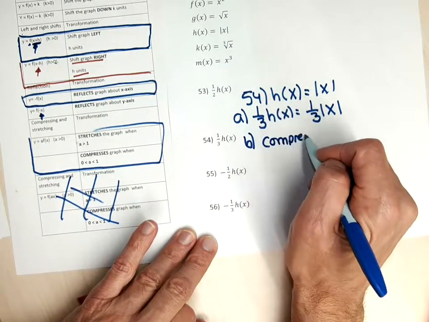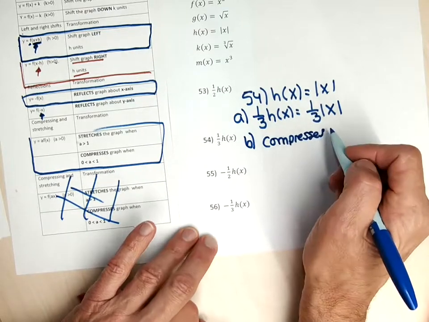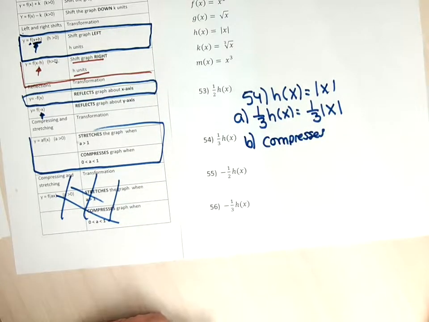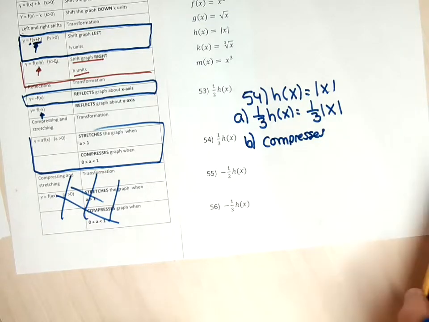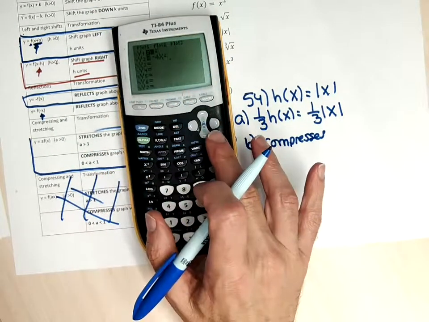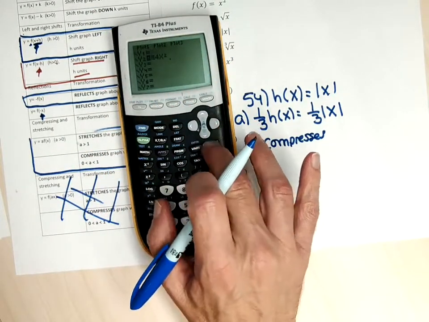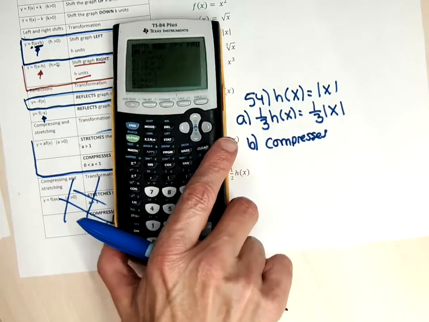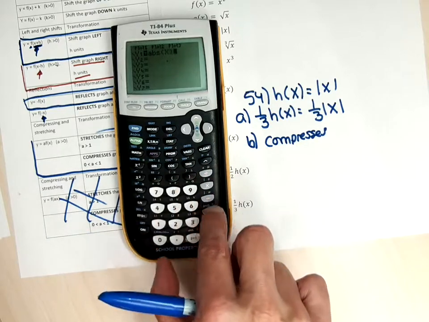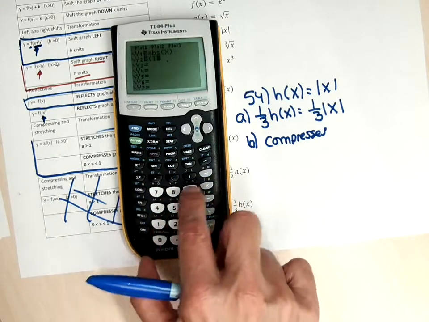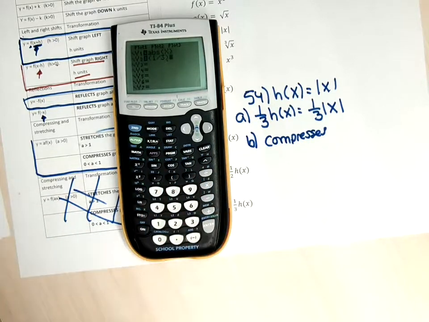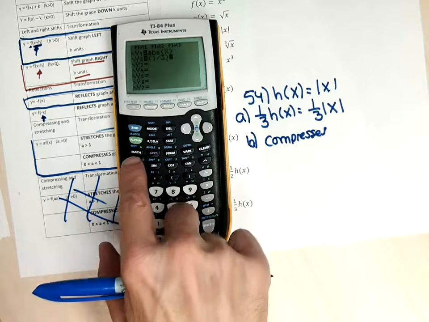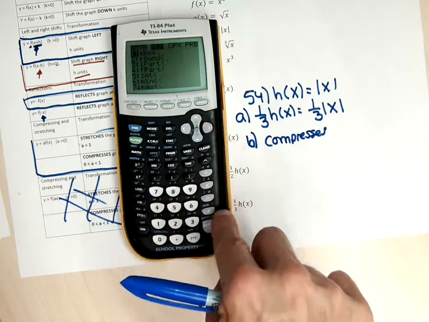And multiplying an absolute value, which is a V function, by 1/3, it's going to take all the y's and make them smaller. And what that's going to have the impact of is making the graph fatter in some sense, or wider. So if I graphed math absolute value of x and then parentheses 1/3, to make sure the 1/3 is thought of as a fraction, and then math absolute value of x.